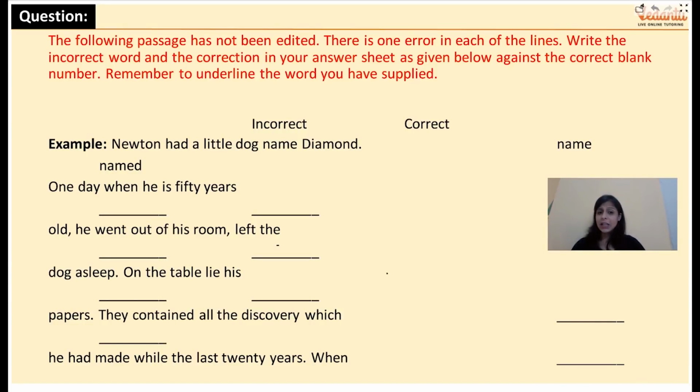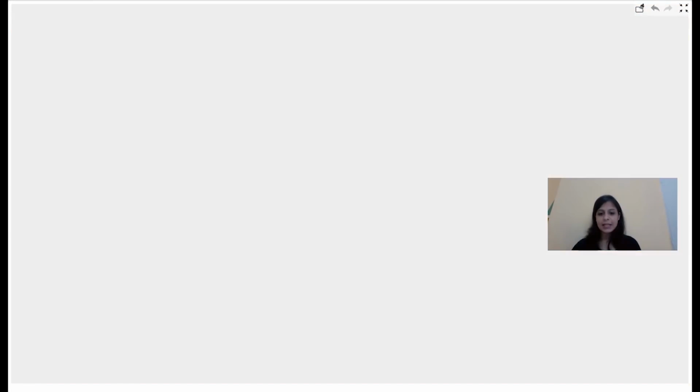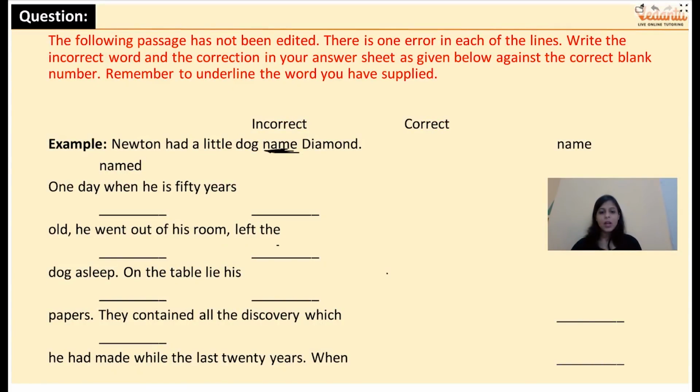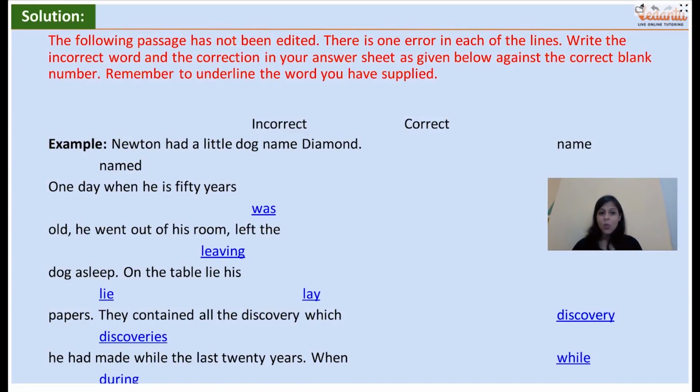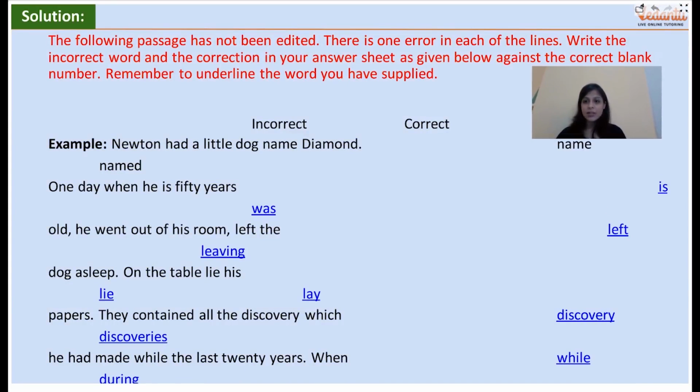Newton had a little dog named, do you think it's correct? It was named Diamond. Okay. One day, I'm going to read the thing and then let's see if it makes sense. One day, when he is had, here we are using his. Do you think it makes sense? So let's jump to when he, instead of his, of course, it's supposed to be he was.